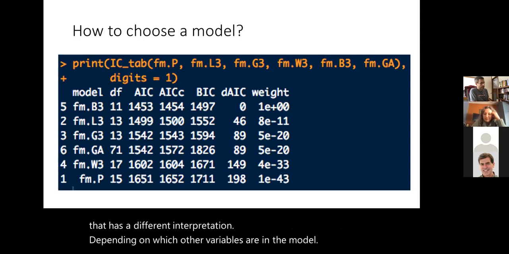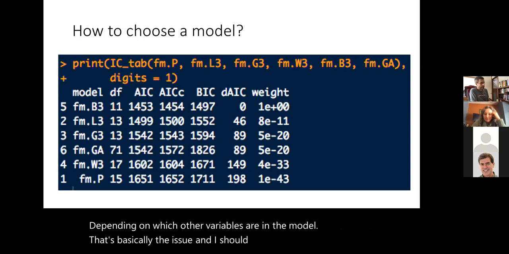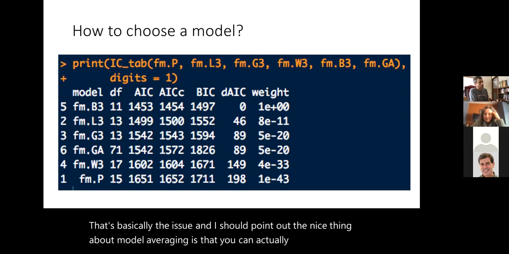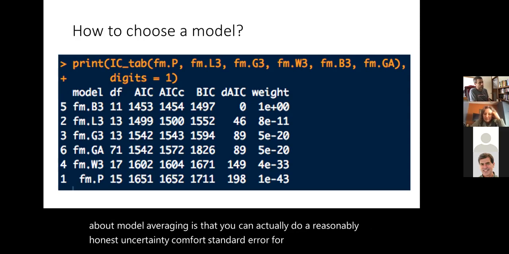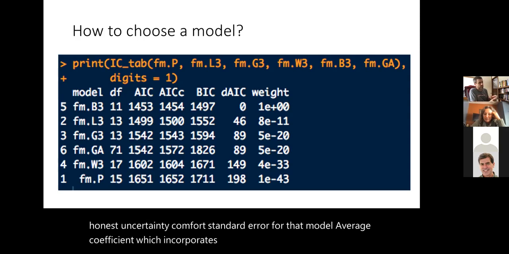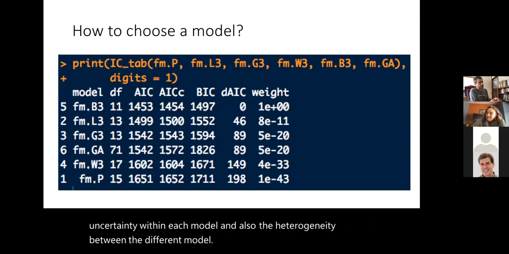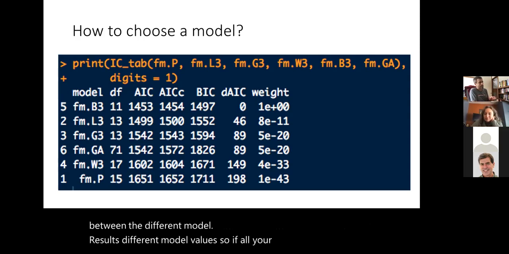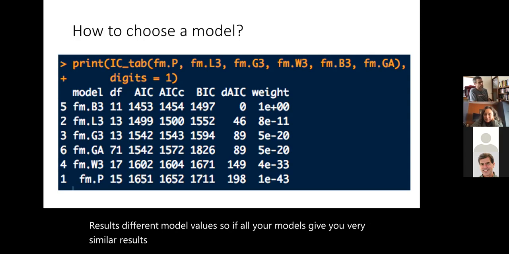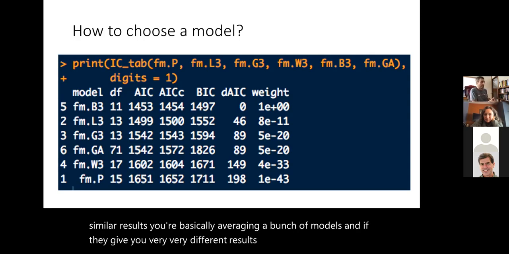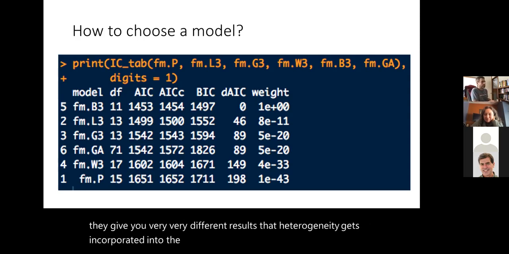That's basically the issue. And I should point out, the nice thing about model averaging is that you can actually do a reasonably honest uncertainty, standard error, for that model averaged coefficient, which incorporates two sources of uncertainty: the uncertainty within each model, and also the heterogeneity between the different model results. So if all your models give you very similar results, you're basically averaging a bunch of similar models. And if they give you very different results, that heterogeneity gets incorporated into the overall uncertainty. That makes sense.